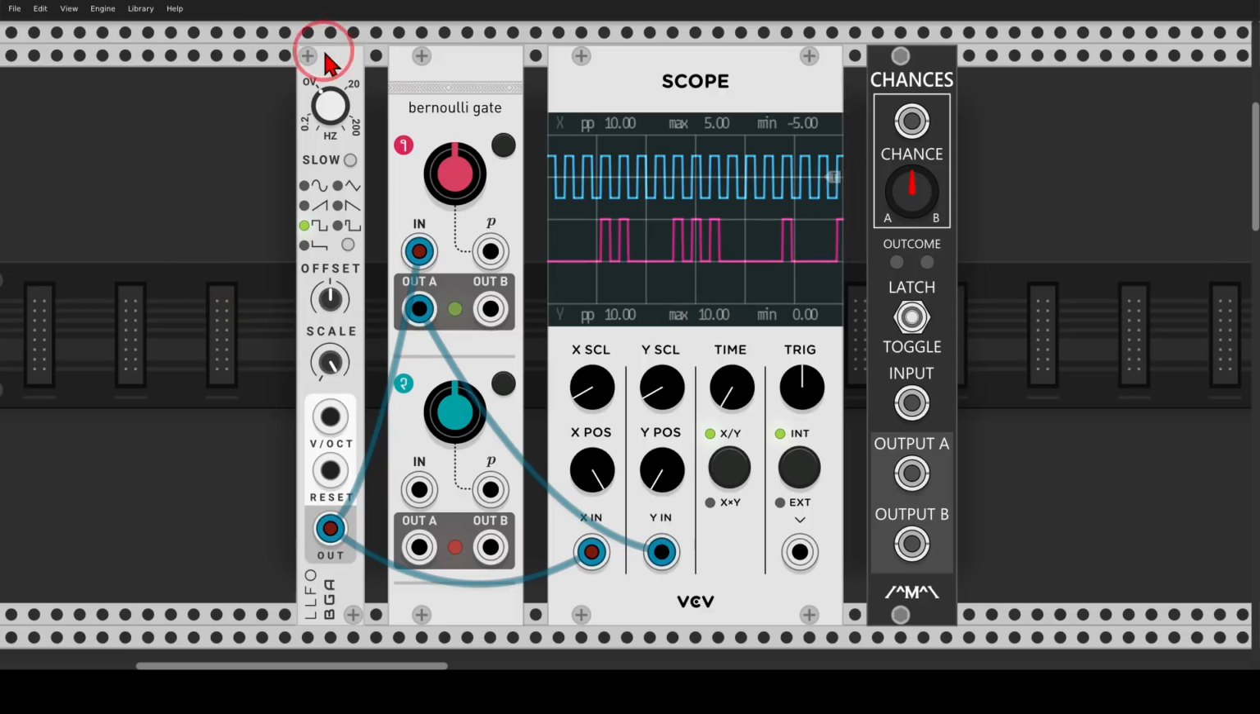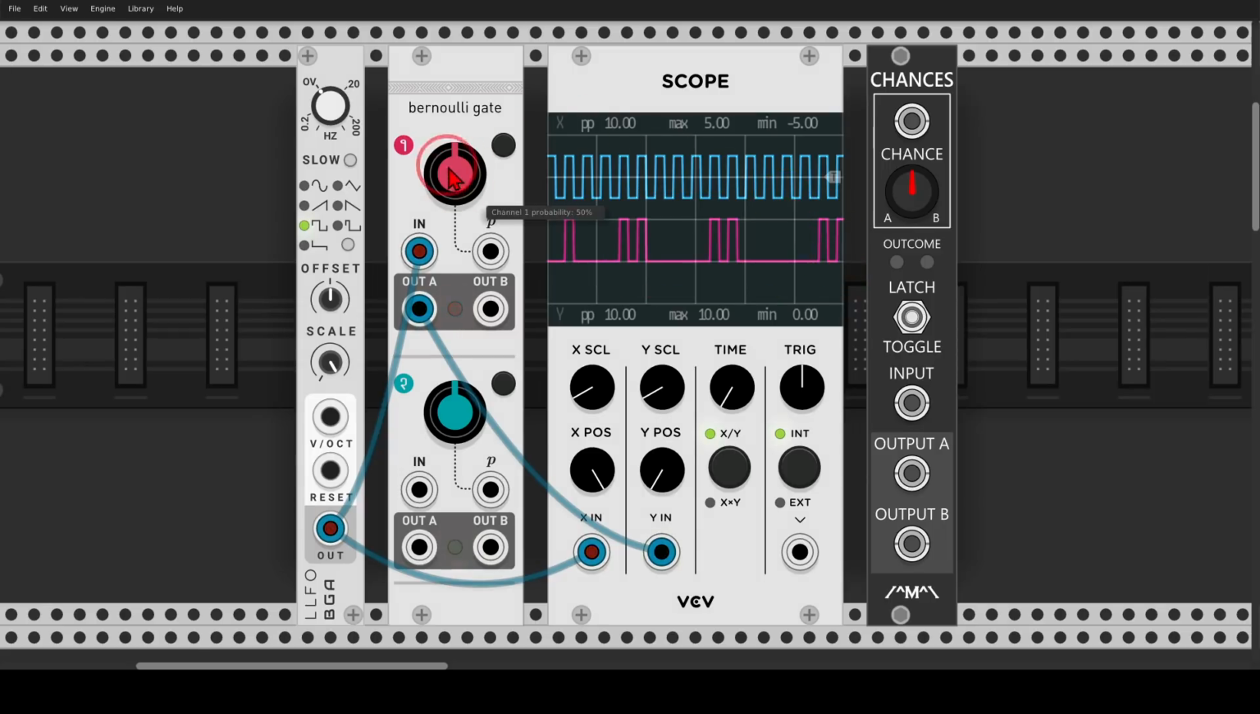So here I have Branches from Mutable Instruments. As you can see on the scope, it adds probability to incoming clocks and gates according to the probability control. The blue trace is our clock, and the pink trace is the result from the Bernoulli gate.